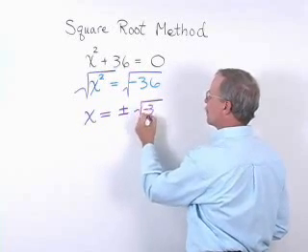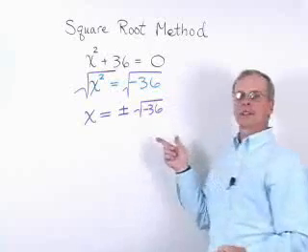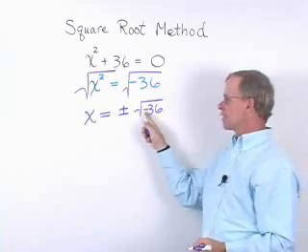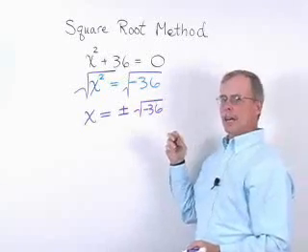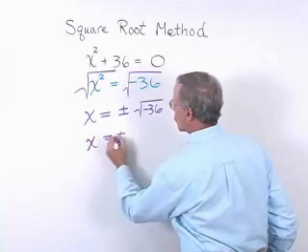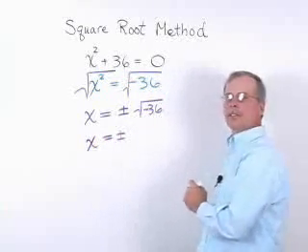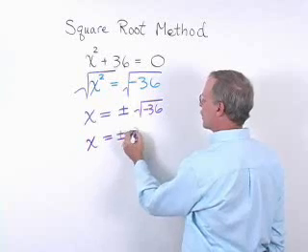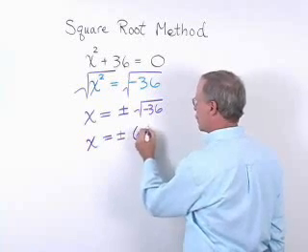root of negative 36. Now we have to consider what the square root of negative 36 is. Because it's negative, we're going to bring in the imaginary i, and we know that the square root of 36 is 6. So the answer to this problem is x equals plus or minus 6i.